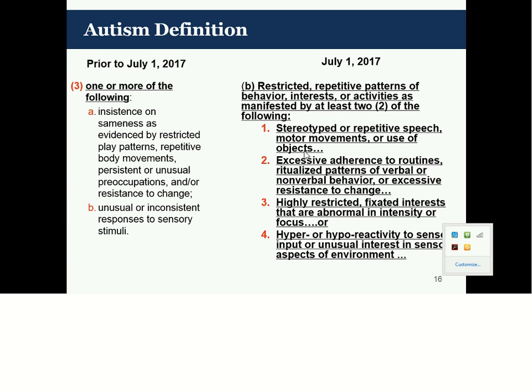So that might include one, stereotyped or repetitive speech, motor movements, or use of objects; two, excessive adherence to routines, ritualized patterns of verbal or nonverbal behavior, or excessive resistance to change; three, highly restricted, fixated interests that are abnormal in intensity or focus; or four, hyper- or hyporeactivity to sensory input or unusual interest in sensory aspects of the environment. So two of the four of those must be present. We must have all of A and two of B, and again, the definition goes into some examples of those four subsets of Part B.